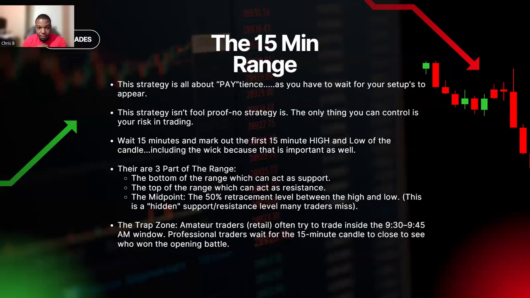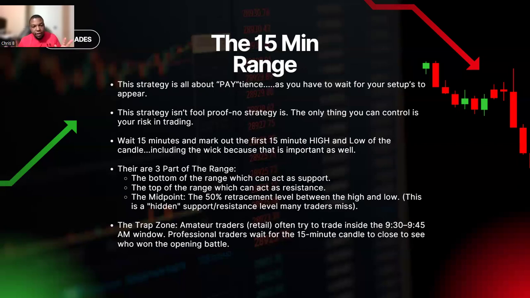And that's on us. So for the 15-minute range, we wait 15 minutes. That's right, we wait. We just watch the market and we wait. And we mark out the first 15-minute candle, the high and low of the candle, including the wick, because the wick is important as well. The entire body and wick of the candle tells a story.